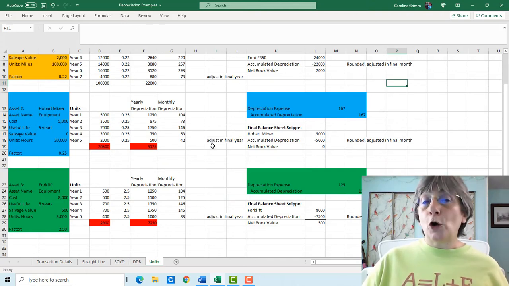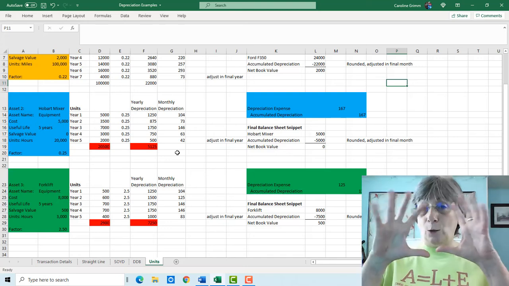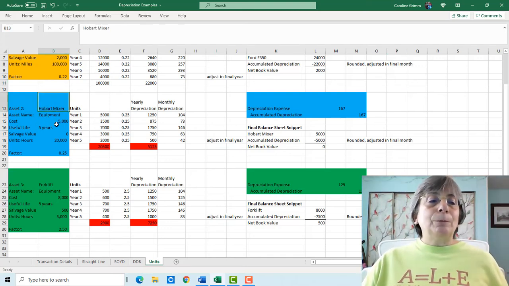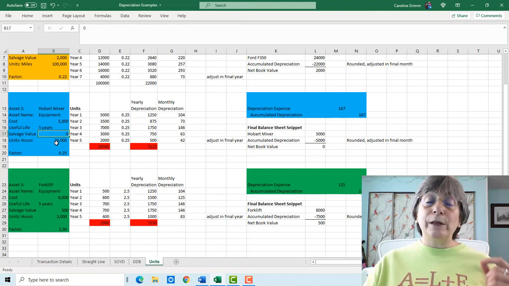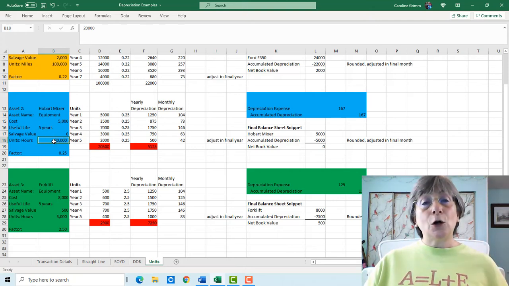So let's look at our Hobart mixer, and you'll see these little red spots. Warning, warning. So we've got a Hobart mixer, $5,000 cost, 5-year useful life, 0 salvage value. We think we're going to get 20,000 hours out of it. So we take our cost minus our salvage value, 5,000 minus 0 is 5,000.